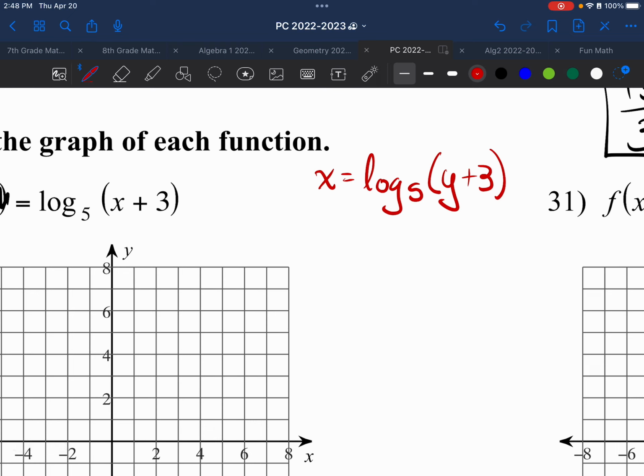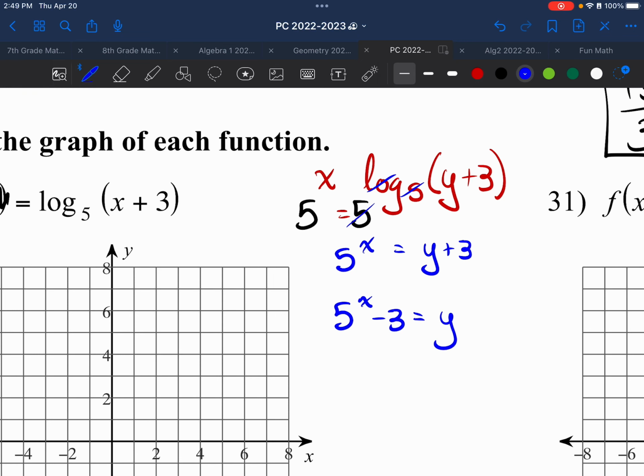I'm going to exponentiate, so I have 5 to this power, 5 to this power, and I guess I can move this equal to sign down so it looks like an equation. Things will cancel out, right? We'll say gone, gone, gone, and I have y plus 3 over here, and this is going to be 5 to the power of x over here. Finally, we subtract 3, and this is going to be 5 to the power of x minus 3 is going to be equal to y, which is really the inverse function.